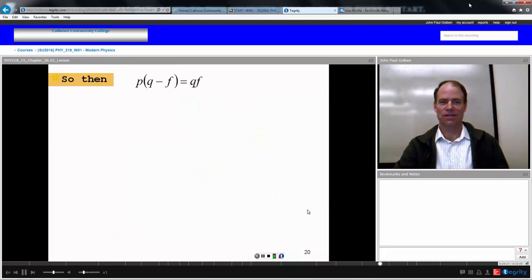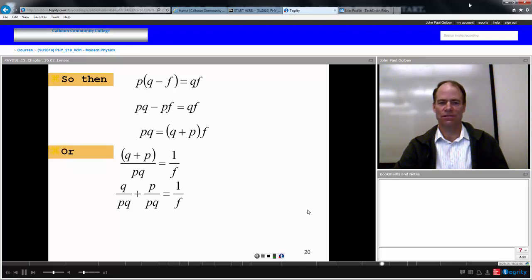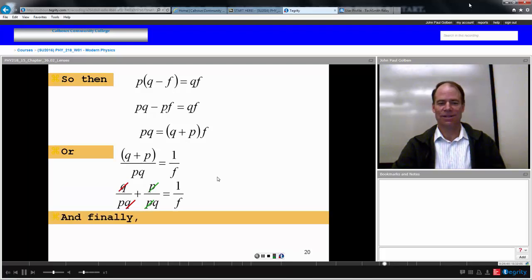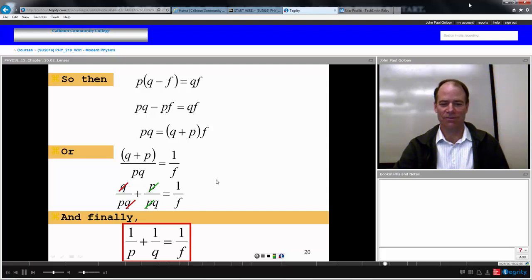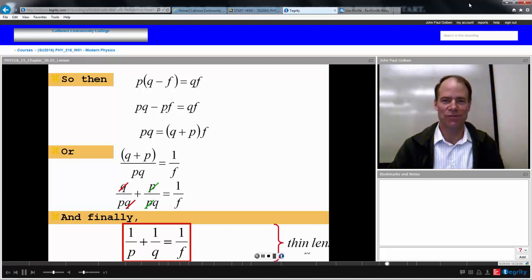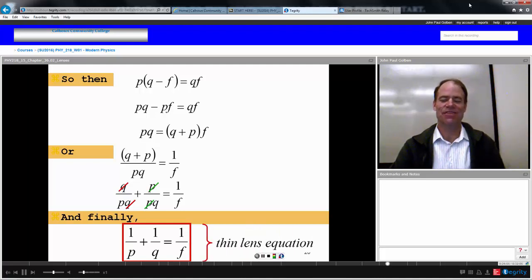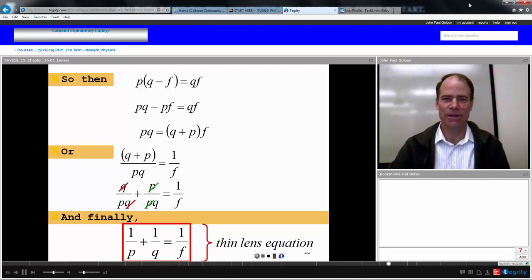And with a little bit of algebra manipulation, we'll go through these steps. You can verify them if you wish. We're just doing simple algebraic steps. Q divided by Q is going to cancel out here. P divided by P, cancel out. And voila, we have 1 over the object distance P plus 1 over the image distance Q is equal to 1 over the focal length. That is the thin lens equation, and it's beautifully the same as our mirror equation.